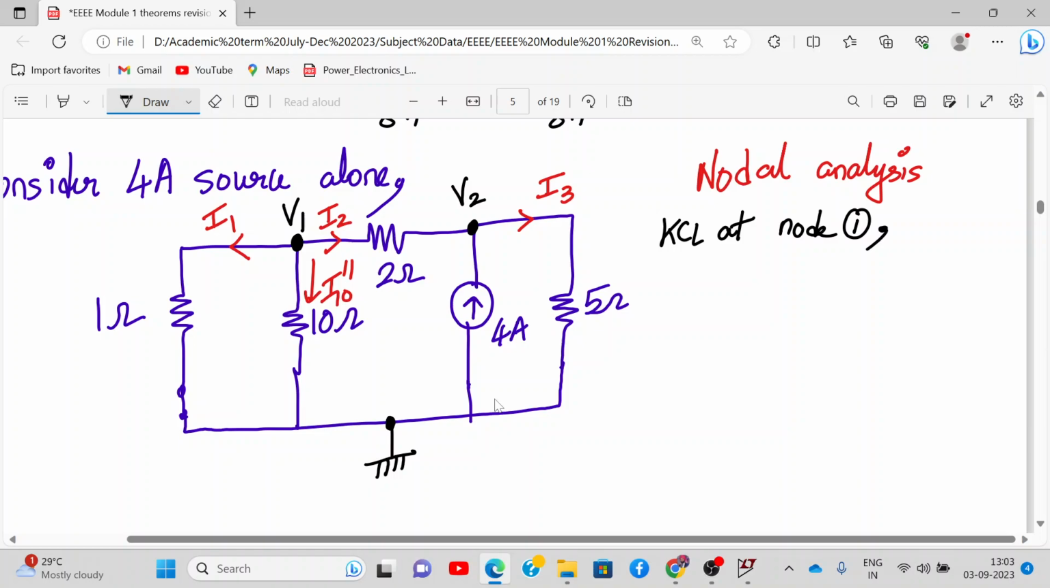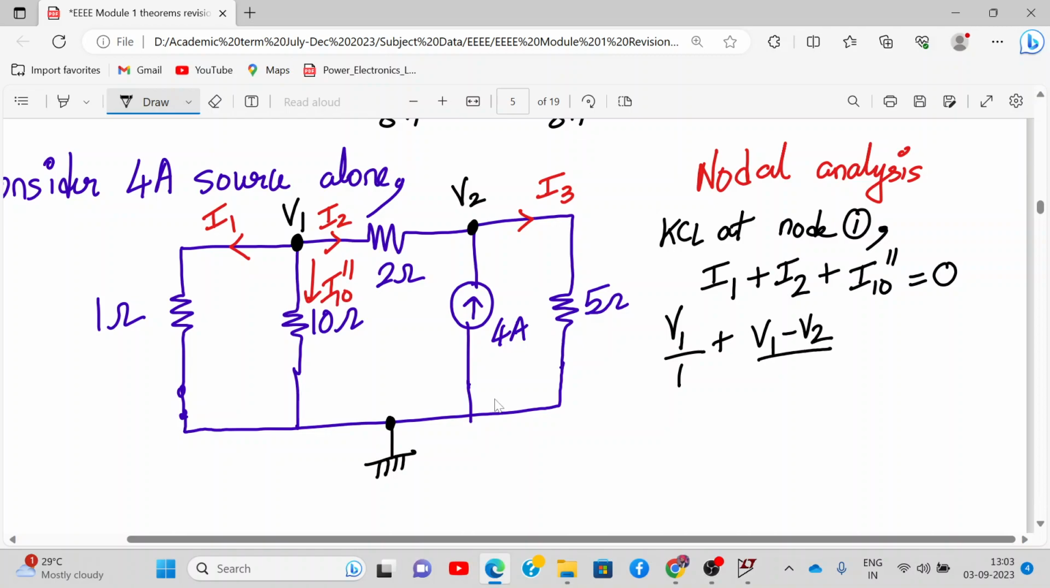Yes or no? So we can write I1 plus I2 plus I10 double dash is equal to 0. Correct? Yes or no, Babak? Yes, yes. So what is I1 now? V1 minus 0 upon 1, right? What is I2? V1 minus V2 upon 2. What is I10 double dash? V1 minus 0 upon 10. So V1 upon 10. Did you all understand this?